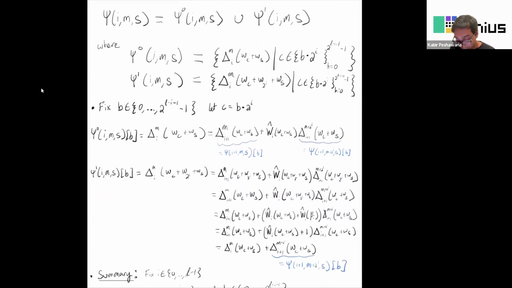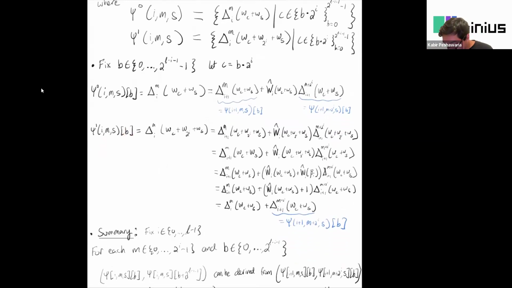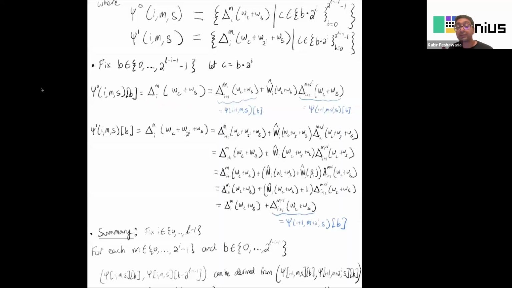Psi 0 of I M S, the Bth value of it, can be written as an expression using the psi I plus 1 M S, the Bth value, and psi I plus 1 M bumped up by 2 to the I S, the Bth value. And psi 1 of I's Bth value can be written with psi I plus 1 M plus 2 to the I's Bth value. And what you had already computed here.